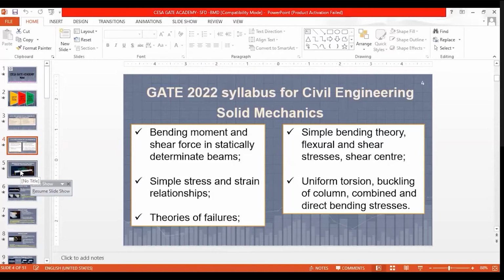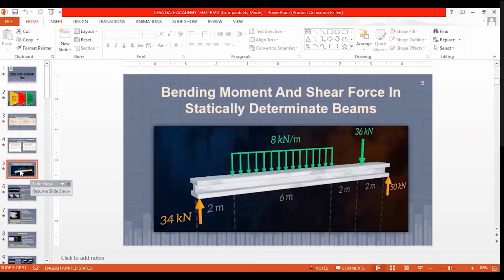Now today we are going to deal with this particular part, which is a favorite part for everyone who loves structures, because this is the first topic where we come across calculation and understanding why we are learning structures: the bending moment and shear force, as a part of the syllabus of solid mechanics, bending moment and shear force in statically determinate beams.